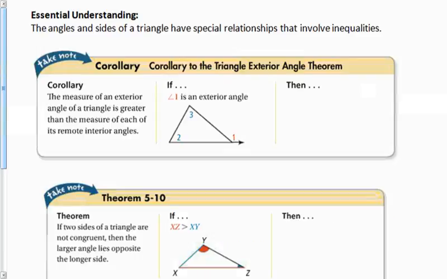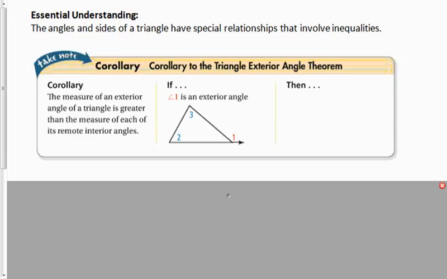So let's start off with a corollary and a couple of theorems. Looking at the essential understanding at the top, it says the angles and sides of a triangle have special relationships that involve inequality. So here's one of the first ones. It's the corollary to the triangle exterior angle theorem. Remember, the triangle exterior angle theorem says that an exterior angle of a triangle is equal to the sum of the two remote interior angles, the two opposite ones on the inside. Now this corollary says the measure of an exterior angle of a triangle is greater than the measure of each of the remote interior angles.